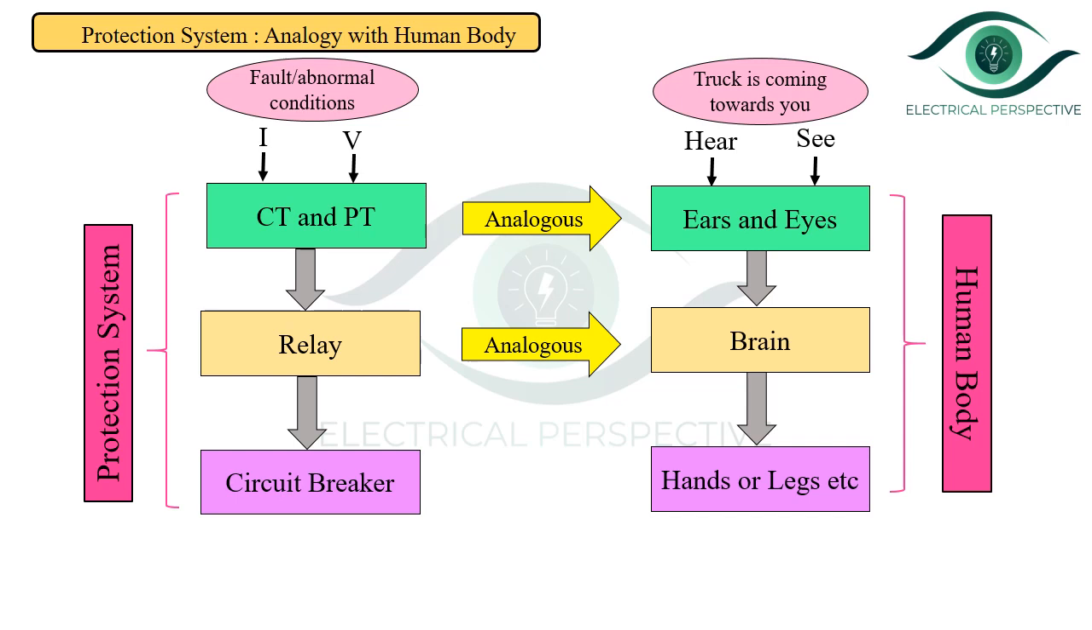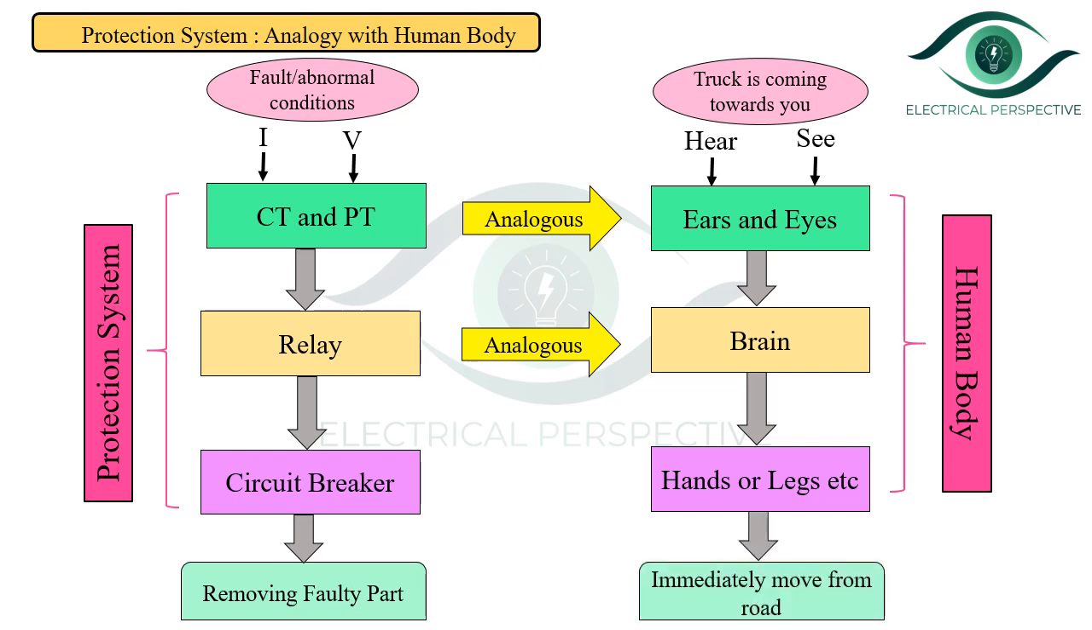Okay, so when circuit breaker receives the trip signal from the relay, its mechanism will start operating for removing what? Faulty part. Similarly, when muscles in the leg receives the signal from the brain, it will start functioning and it will immediately move you from the road. Thus we can say that circuit breaker is analogous to muscles of the human body.